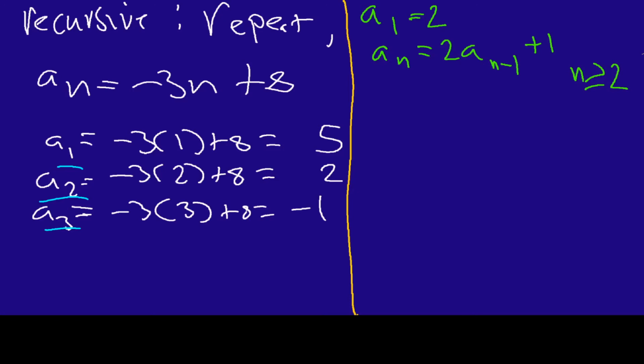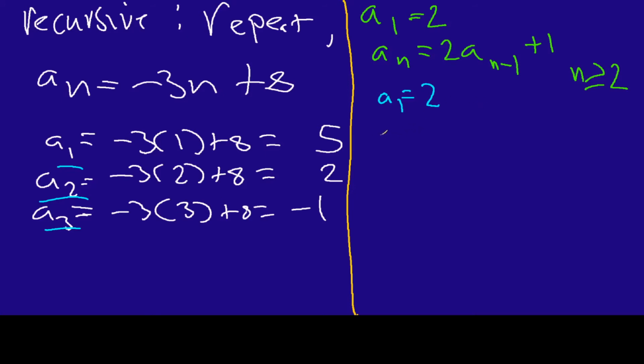Now here's what's happening. Let me see if I can make this nice and simple for you and explain this as clearly as possible. Our first term is going to be a sub 1. That has already been defined for us as 2. In other words, there's no calculating the initial term. It's just given to you. That's one of the unique characteristics of a recursive formula, a recursive sequence, if you will.